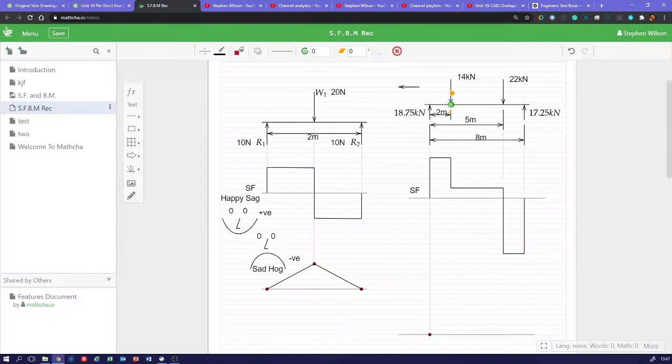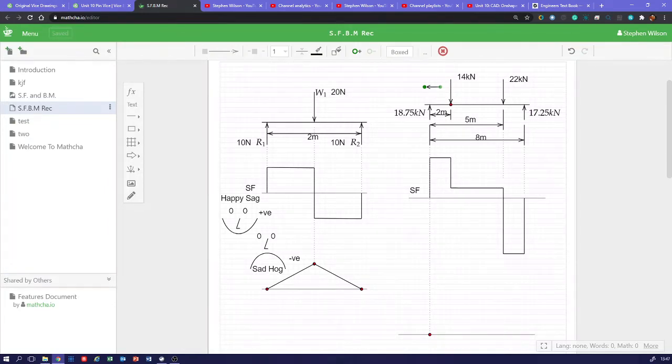So we're going to move to the next point of interest, which is our 14 kilonewton force, and we're taking moments about our 14 kilonewton force. Again, we can go to the left or to the right. If we go to the left, we have one force to contend with, and if we go to the right, we have two forces. So let's go to the left because that's easier. Let's not make life difficult for ourselves.